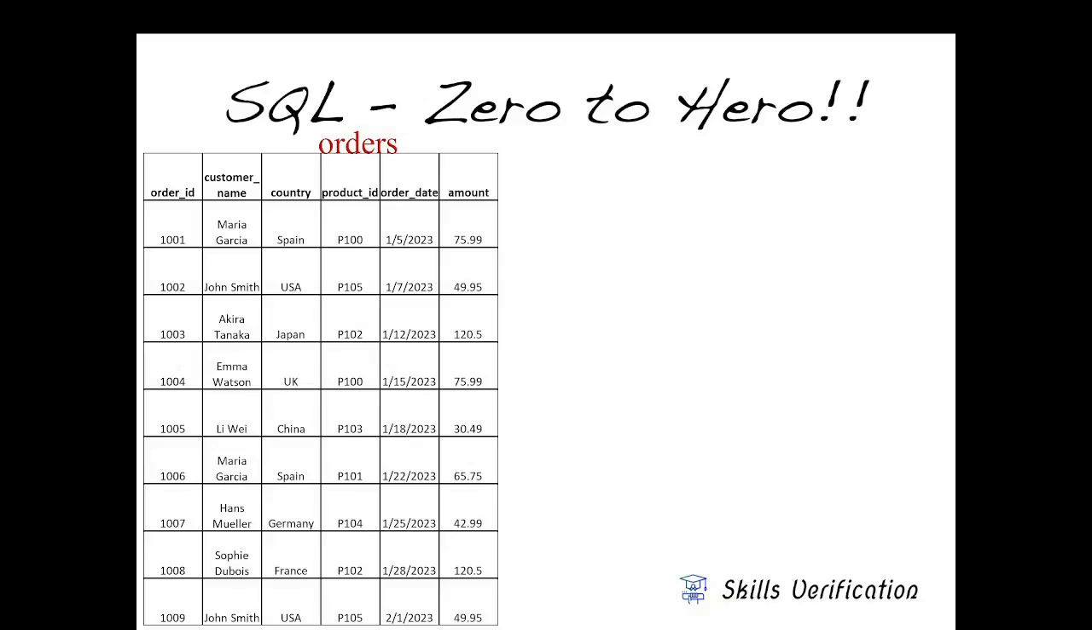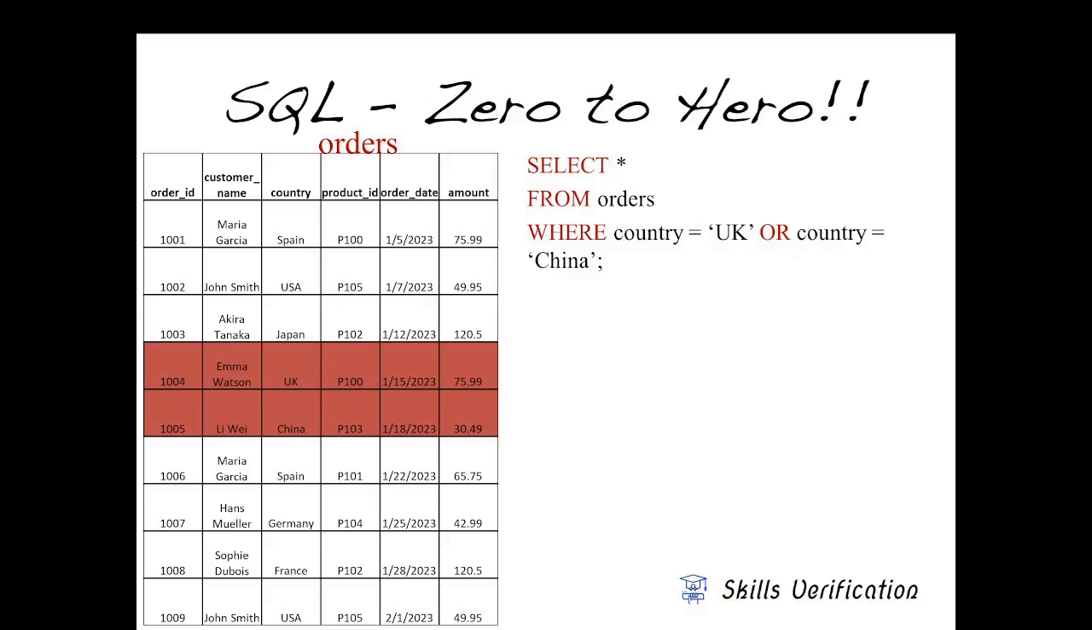If we wrote the query SELECT * FROM orders WHERE country = 'UK' OR country = 'China', we will get this output, where the rows with country UK and China are displayed. We could rewrite this query as SELECT * FROM orders WHERE country IN ('UK', 'China'). This is an efficient way of writing the query if you had to use many OR clauses. You can wrap everything in the IN statement and you'll get the same outcome.